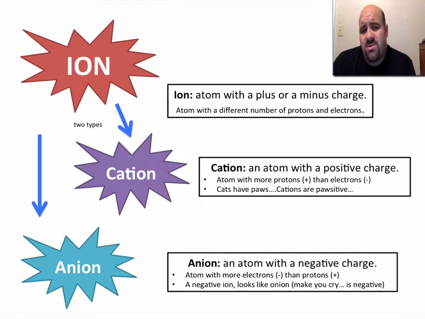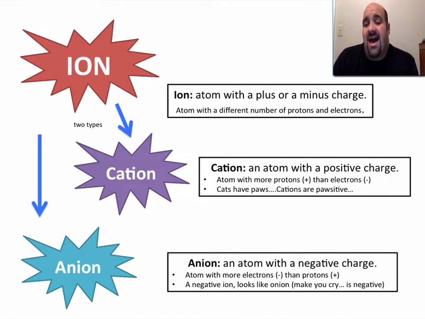So there's going to be two types of ions. A regular ion is an atom with a plus or a minus charge, and that means it has a different number of protons and electrons. Each proton has a +1 charge in an atom, and each electron has a -1. If the number of protons and electrons balances, then an atom will be electrically neutral. But some atoms are going to gain electrons, and some atoms are going to lose electrons, and we're going to form ions. Two types of ions, cations and anions.